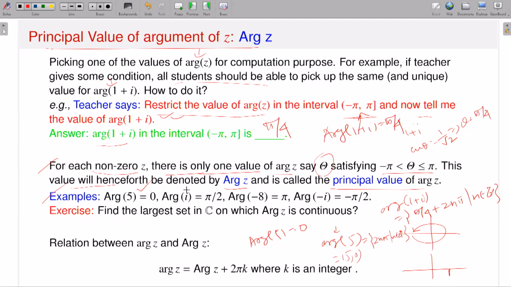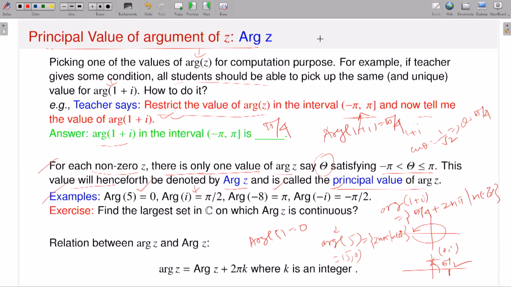Similarly, you can calculate what is capital Arg of i. So what is the point i? i is here actually, right? This is the point i. So this is (0, 1), and what is the angle? The angle is pi by 2. So therefore, capital Arg of i is pi by 2. These are the examples. So you just try it: take one complex number, find the angle theta, and choose the angle theta which lies in the interval minus pi to pi, and that angle I am calling the principal argument.